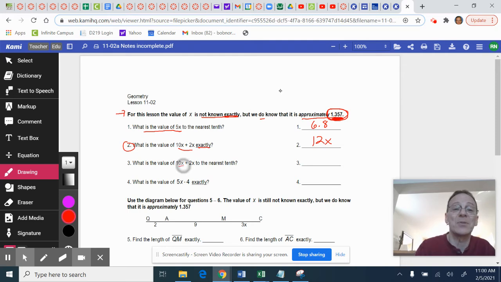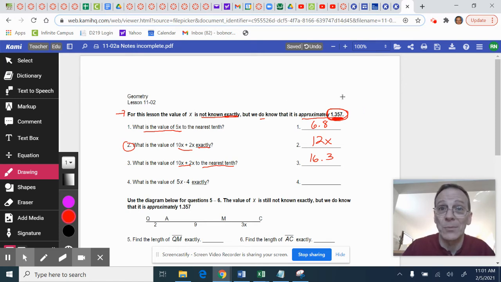So what is 10x plus 2x to the nearest tenth? Okay, now we can replace the x's with 1.357. When we do all the calculations and round to the nearest tenth, we'll get 16.3. Nearest tenth is one decimal place, of course, right? And I expect you know how to round. That should not be a problem. What is the value of 5x times 4 exactly? Well, just do the algebra. 20x. Do not replace the x with that decimal.